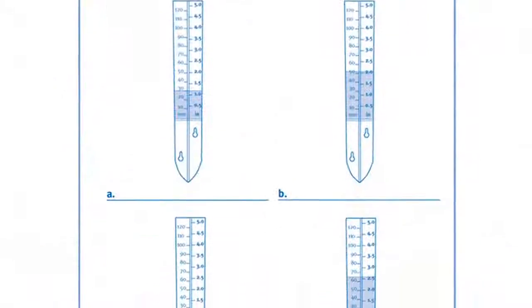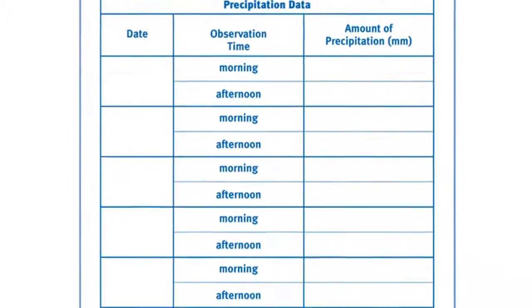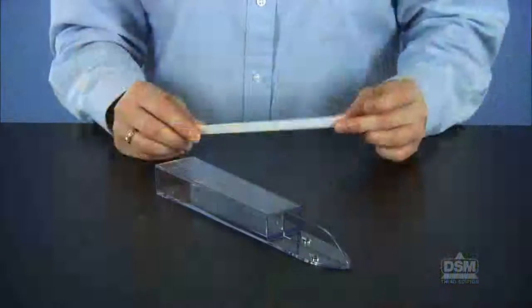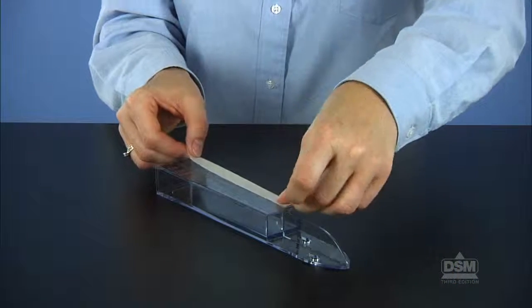To prepare for the activity, make a copy of Activity Sheet 11, Parts A and B for each student. Put up the water cycle chart where the students can easily see it. Select an outdoor location away from buildings where the rain gauge may be installed. You may want to tape over the inches scale on the gauge since it will not be used.